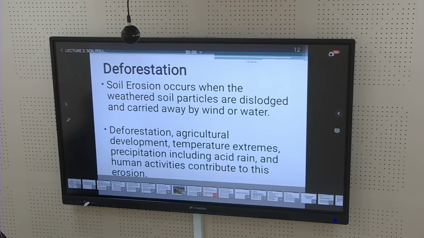Deforestation. If there is deforestation, soil erosion occurs when the weathered soil particles are dislodged and carried away by wind or water. So deforestation, agricultural development, temperature extremes, precipitation including acid rain, and human activities contribute to this erosion.